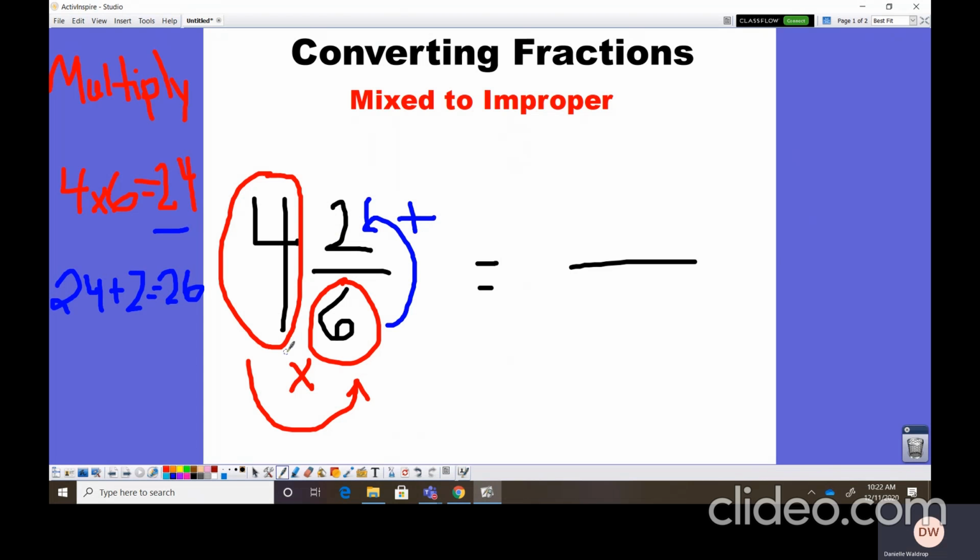We have worked all the way around our circle. We started with the 4, we multiplied by the 6, the denominator, and we added the 2, the numerator. We've worked around the number, so we are done. 4 times 6 was 24, plus that 2 gave me 26. That now becomes my numerator. Remember, the denominator stays the same. So 26/6 is the improper fraction. If I get ahead of you guys, remember you can pause this at any time to get caught up.